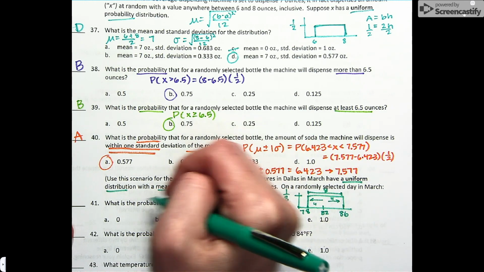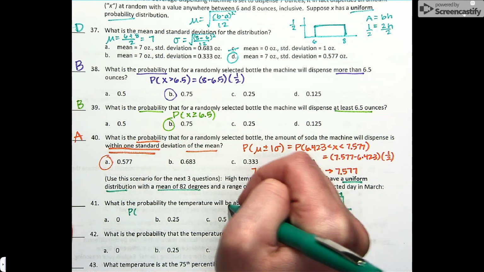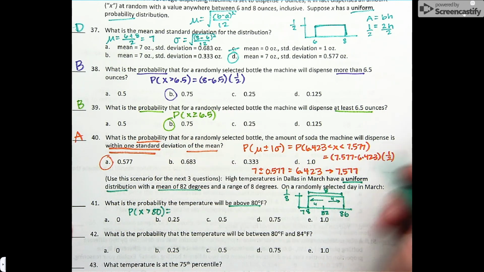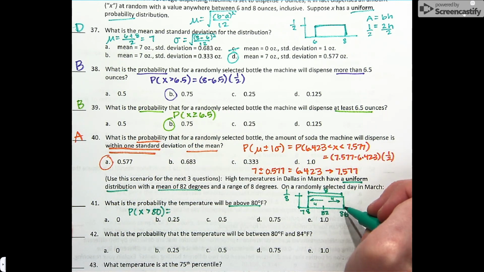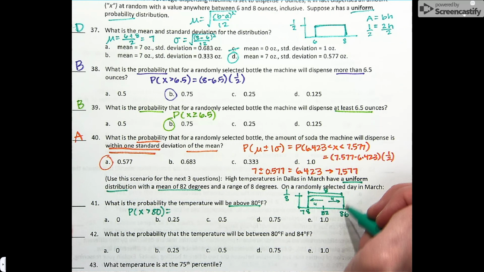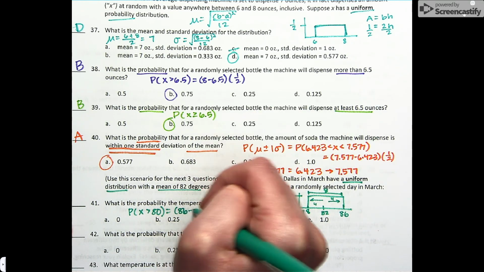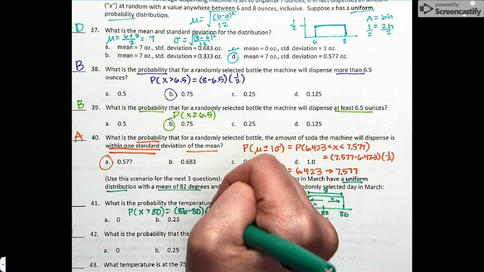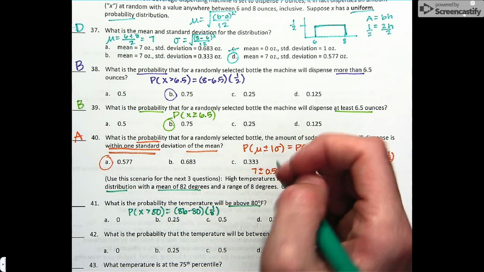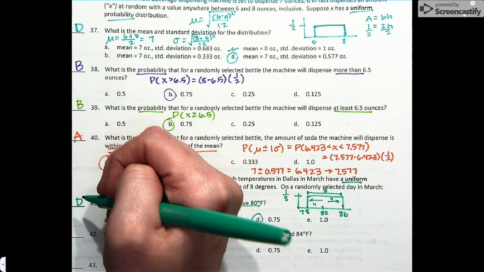Now they want to know the probability that a temperature will be above 80, so x is greater than 80. Once again, I need you guys to realize these curves have maxes and mins. They do not go on forever. So if I want above 80, I want 80 to 86, which means I would do 86 minus 80 and multiply by the height of 1/8. And that's how I get 0.75.